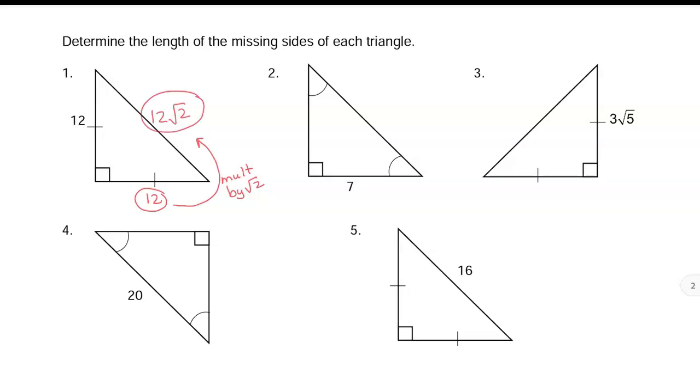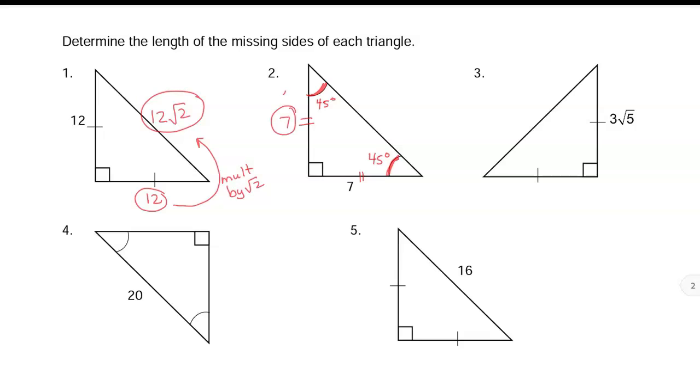Okay, you do number 2 and then check your answer with me. So pause the video. Okay, in number 2, you know this is a 45, 45, 90 because you were given that these acute angles are congruent. So that means this is 45 degrees and this is 45 degrees. So that means the legs are congruent. The 7 on the bottom leg is the same as the 7 on the left leg.